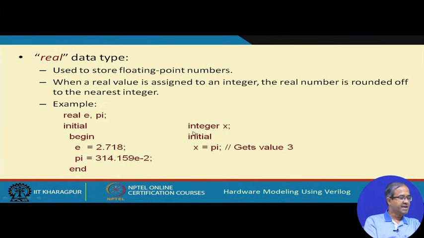Now, suppose I declare an integer x and somewhere again inside an initial block I write x equal to pi. So, pi was 3.14, so it will be rounded off and only the value 3 will be assigned to x, right. This is what I mean here.